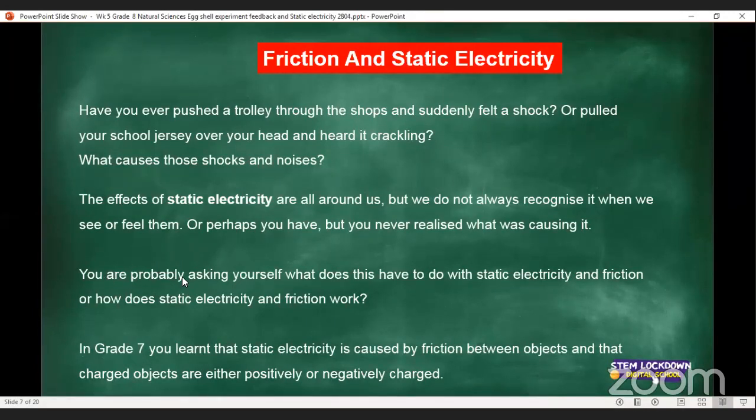So you probably asked yourself, what do the shocks that I feel have to do with electricity and friction, and how does it really work? Okay, so in grade 7, you learned that static electricity is caused by friction between objects, and that charged objects are either positively or negatively charged.